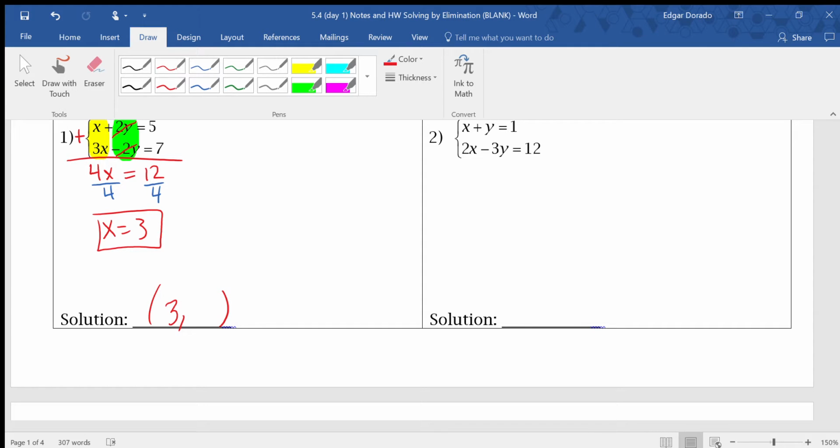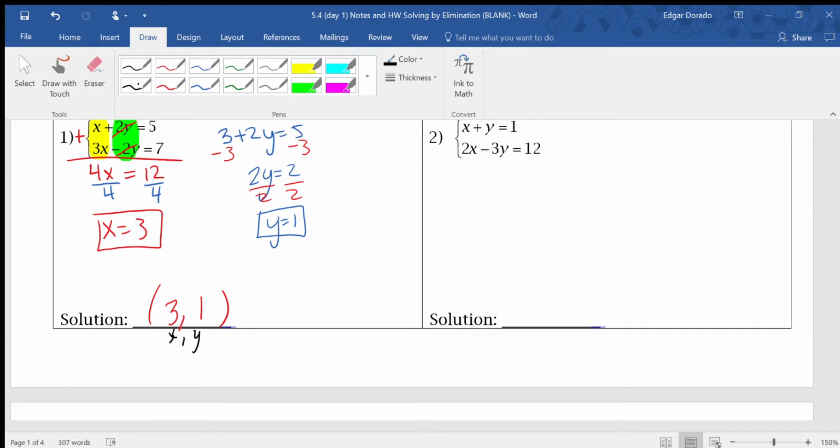All right, the only thing I have to do now is substitute that 3 back into one of my original equations. I'm going to go ahead and do it to the top one. So this is going to be 3 plus 2y equals 5. Subtract the 3. We get 2y equals 2. Divided by 2, I get y equals 1. So my solution here is (3, 1). And remember, you can always double check, make sure that actually works by substituting this in for your x and this in for your y.